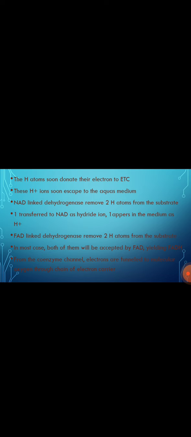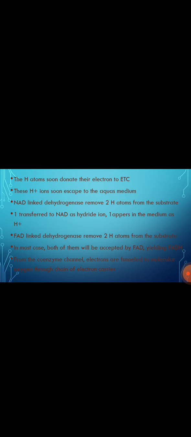NAD linked dehydrogenase removes two H atoms from the substrate. One is transferred to the NAD as hydride ion. One appears in the medium as H+. FAD linked dehydrogenase removes two H atoms from the substrate. In most cases, both of them will be accepted by FAD, yielding FADH2.